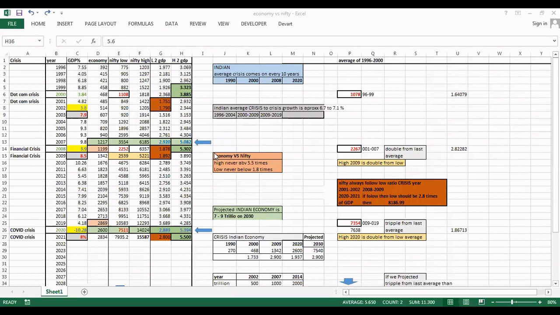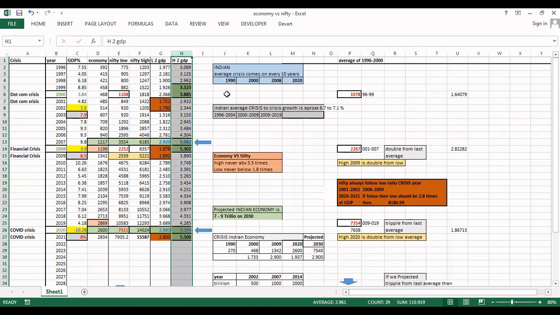Now we have data for Nifty versus GDP. We have 8 columns. The first column is the crisis cycle, the second column is the year, the third column is GDP by percentage, then GDP by billion, Nifty low in that year, Nifty high in that year, Nifty low to GDP ratio, and Nifty high to GDP ratio.